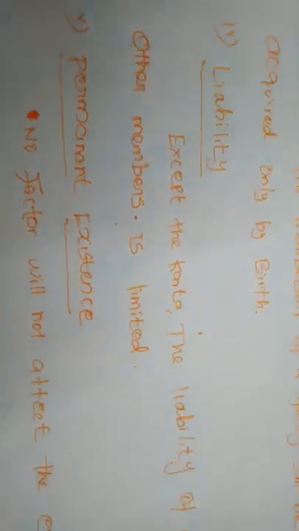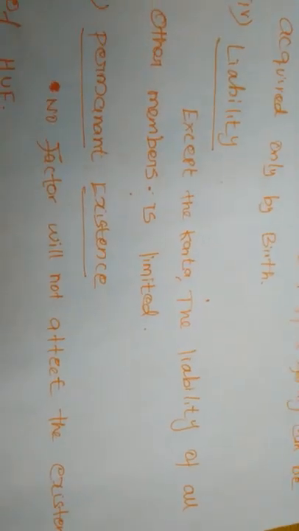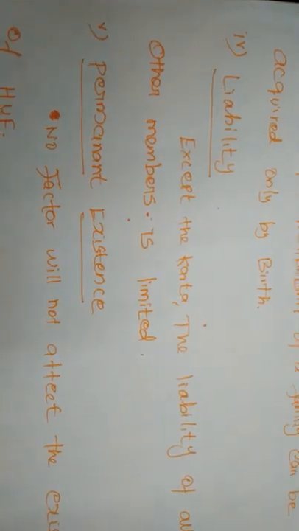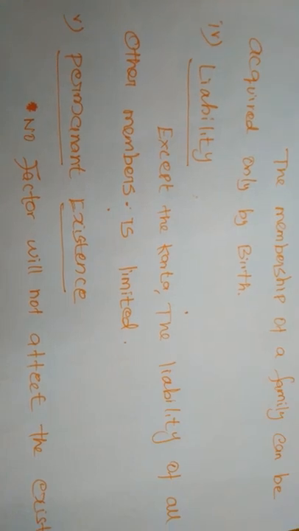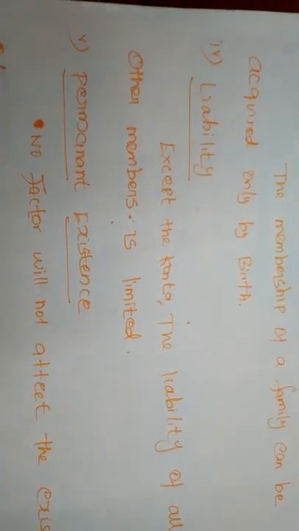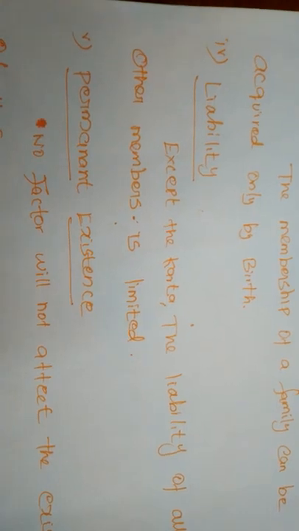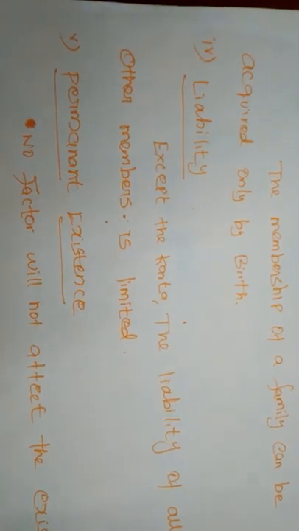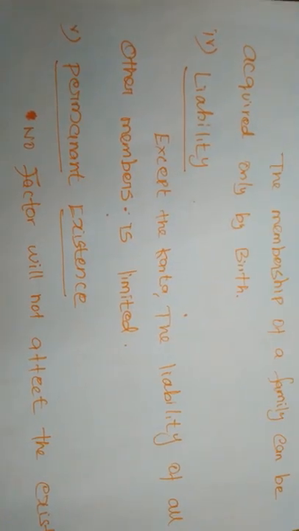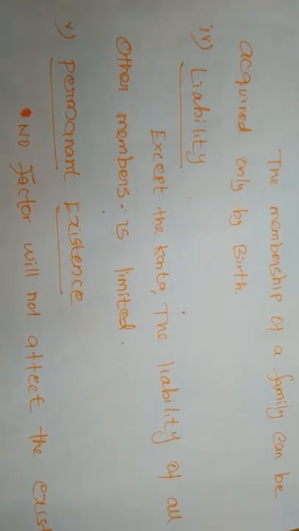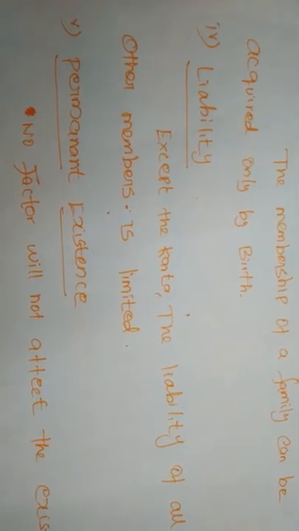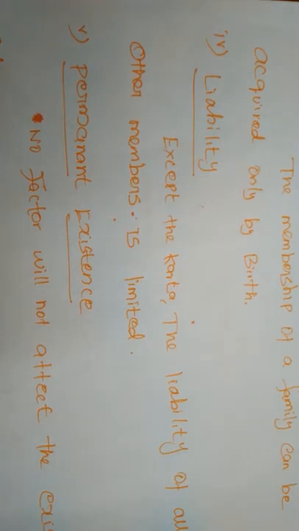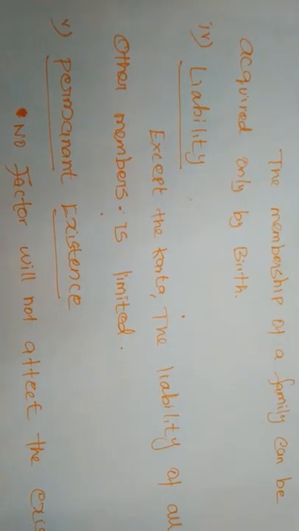Next, liability. Except the Karta, the liability of all other members is limited, but the Karta alone has unlimited liability. Because he has more power in making all the decisions related to the business organization or dealing with others, he alone has unlimited liability. He also has more power to dissolve the organization. Even if the members do not consent to dissolving the organization, he has the right to do so.